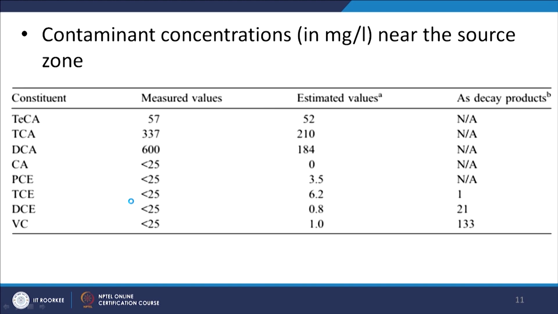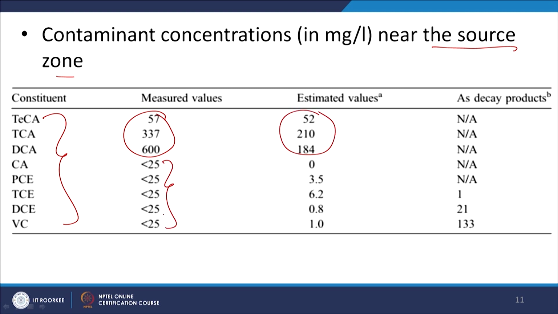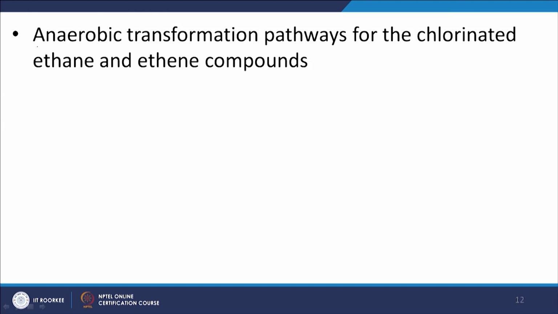So, here are the contaminant concentrations near this source zone, measured values and estimated values. Obviously for most of the byproducts, you see that they are relatively low, at least initially in the source. That is something to keep in mind. At the source, most of these byproducts, TCE, DCE and VC, are at relatively low concentrations. So, let us move on.